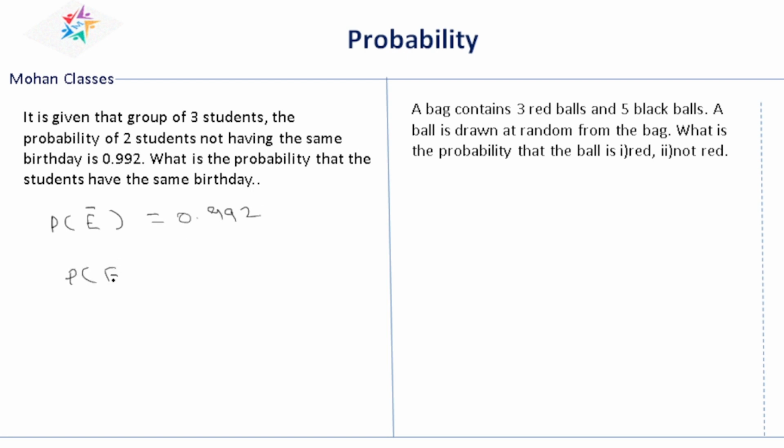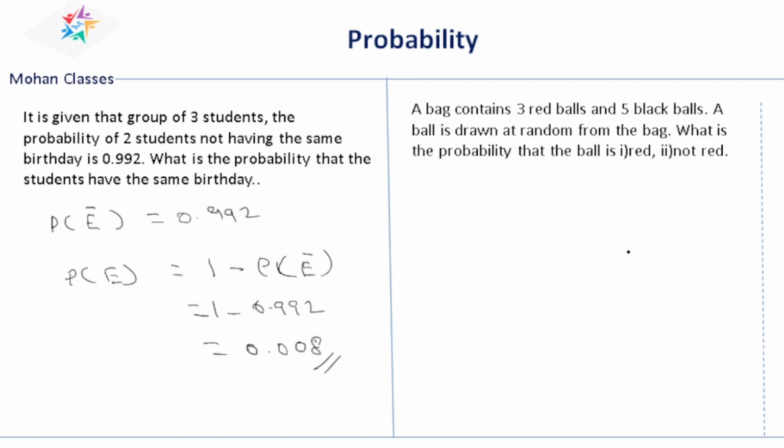Now what you have to find out? We have to find out P of E. What is P of E? P of E is equal to 1 minus P of not E. So that is equal to 1 minus 0.992, right? So that is equal to 0.008, which is the answer.